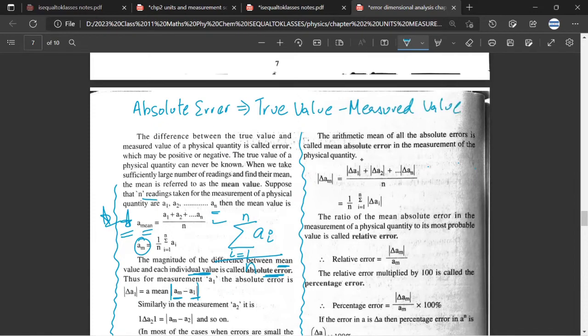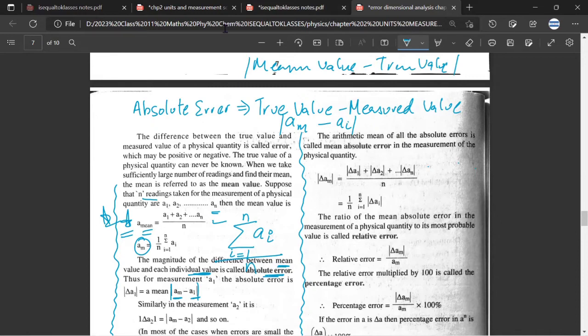The mean is considered to be the true value, and then the measured value. For example, when we are taking the individual values, what is the difference between the true value and the measured value? I will write the individual value here. And because it is a modulus sign, it doesn't matter. You can write this as measured value minus true value also, because anyway the modulus will take care of the sign.